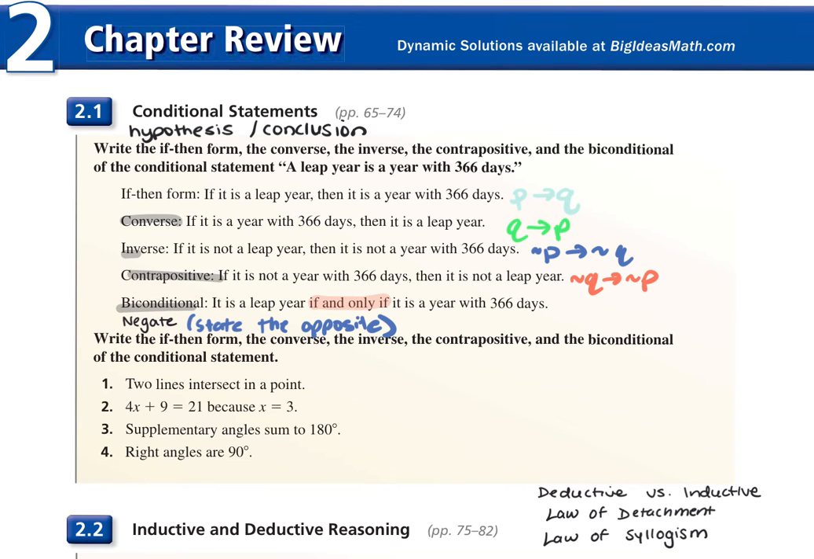What was yours? Something with the roads being icy, right? The roads are not icy, so then the roads are icy or other way around, okay?